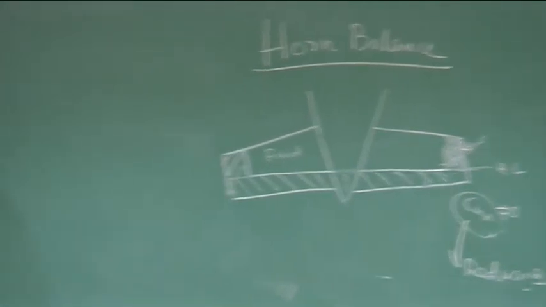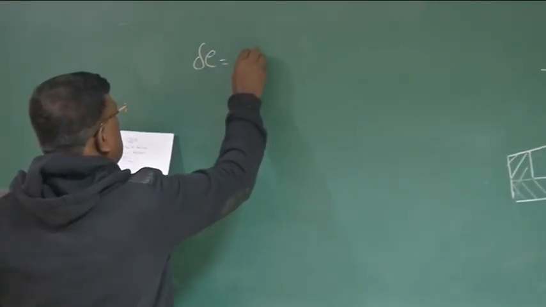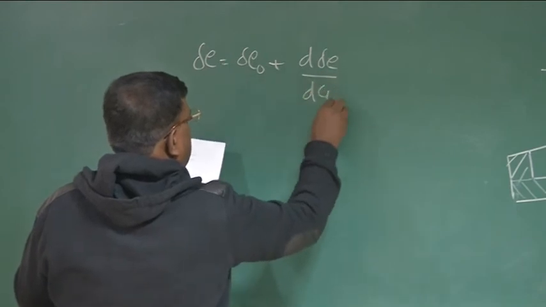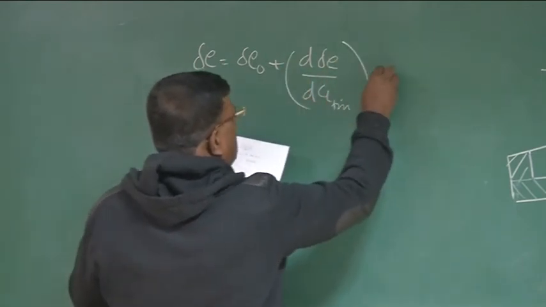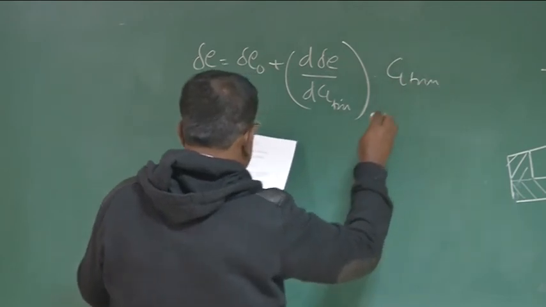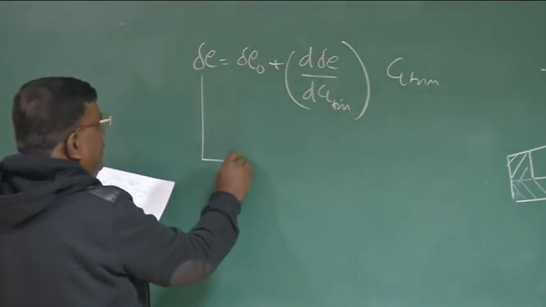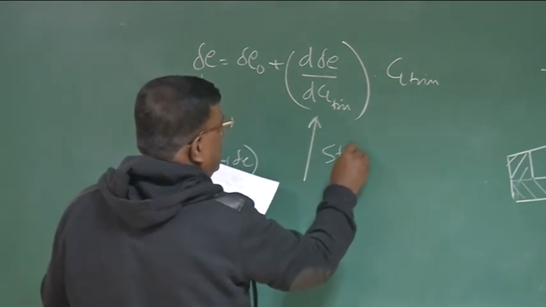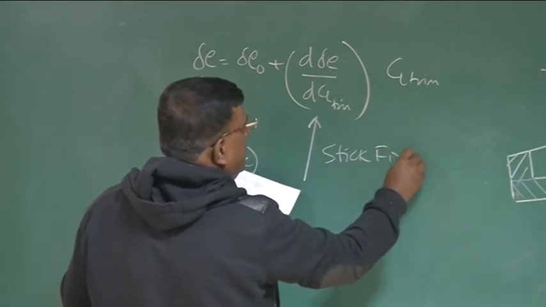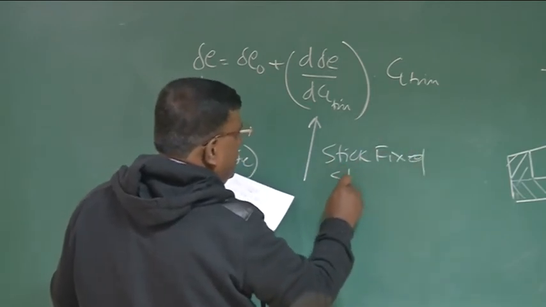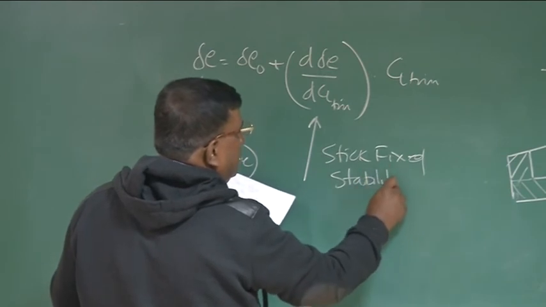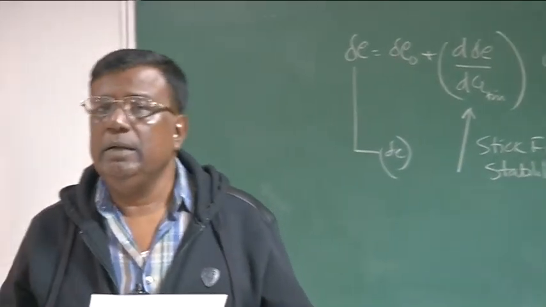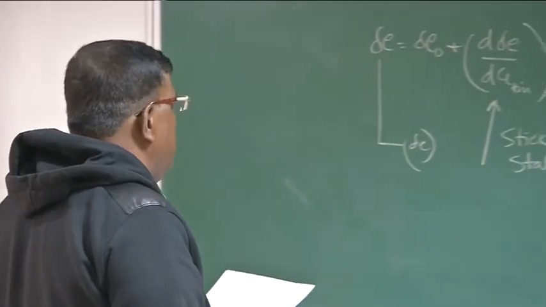So, if I now again write delta E equal to delta E naught plus d delta E by dCL trim into CL trim, how much delta E is required for a particular CL? It comes from the stick fixed longitudinal stability. We are clear about it because d delta E by dCL trim is minus dCm by dCL. So, that minus dCm by dCL is the stick fixed case, no issues on that.